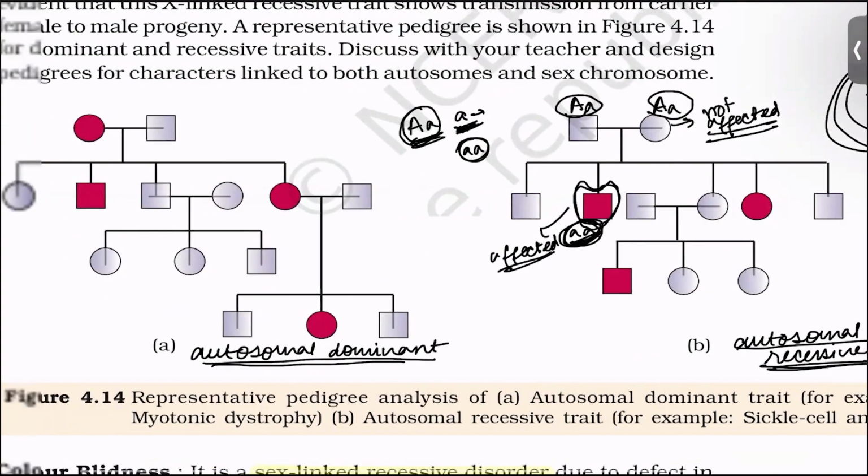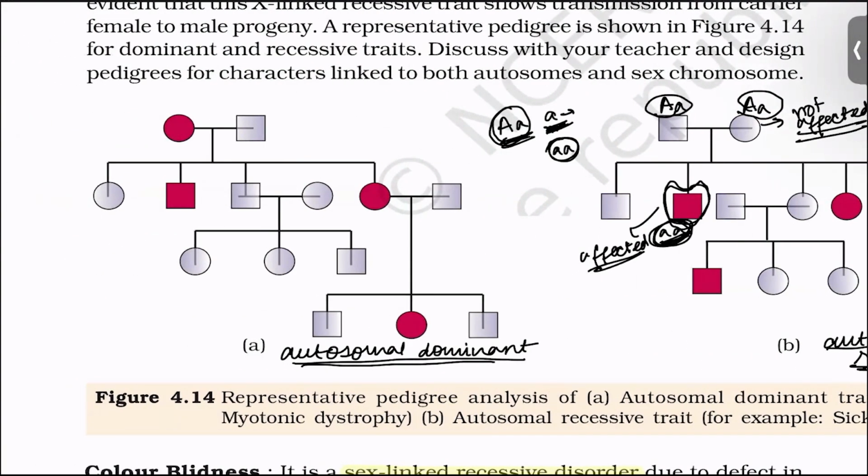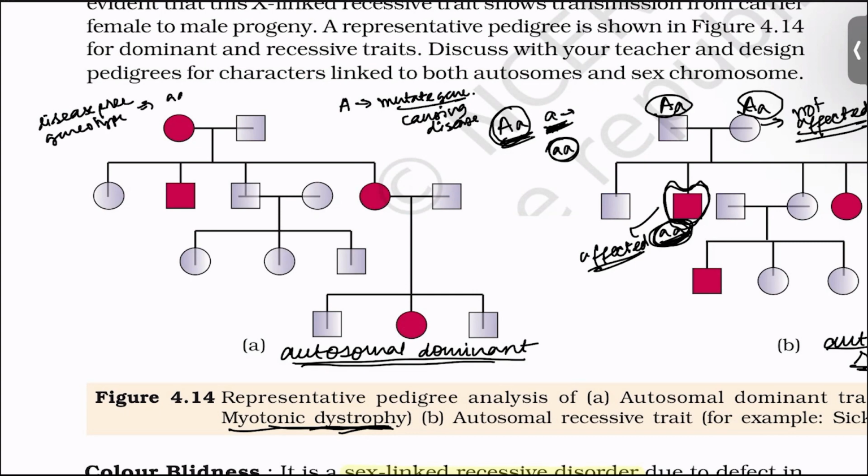That's the concept. And here it is an autosomal dominant representation of myotonic dystrophy. You can understand it this way: this is the mutated autosomal gene, and this is causing disease. So the disease-free genotype would be aa, and the rest, capital A small a and capital A capital A, both of them will be diseased.